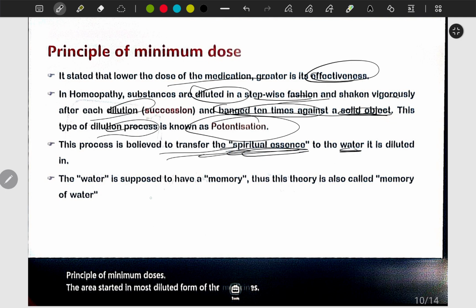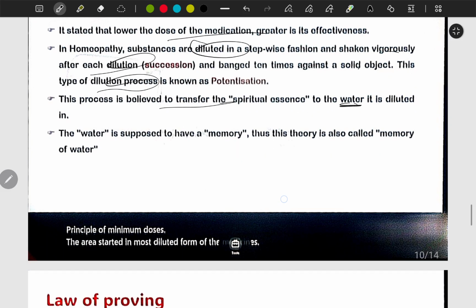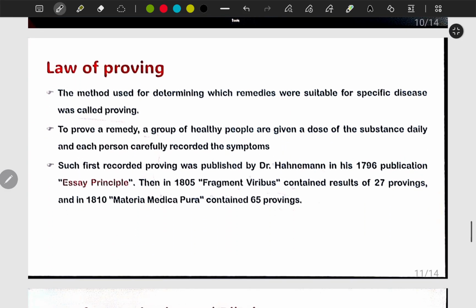Law of proving. This method used in determining which medicines were suitable for a specific disease was called proving. To prove a remedy, a group of healthy people were given a dose of the substance daily and each person's symptoms were carefully recorded.